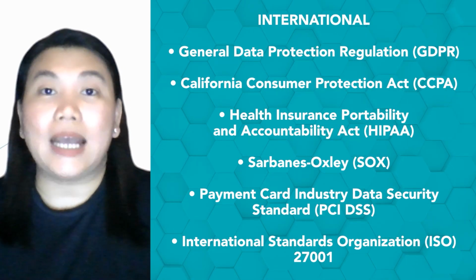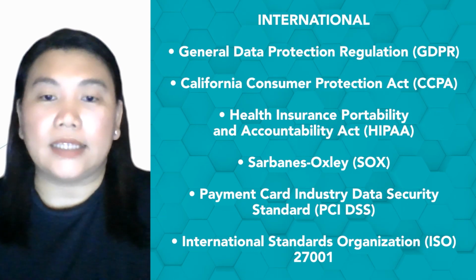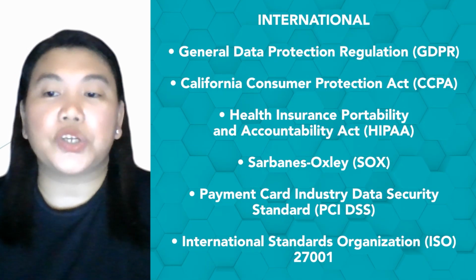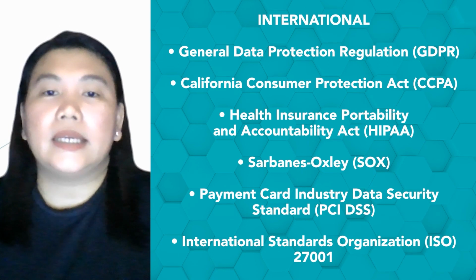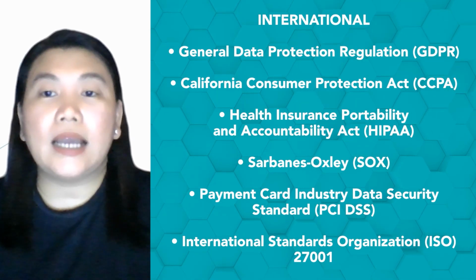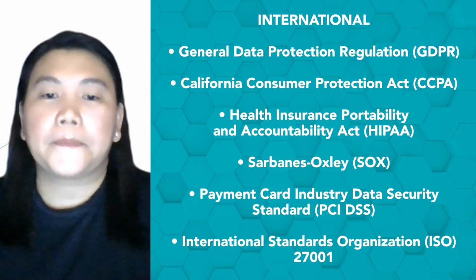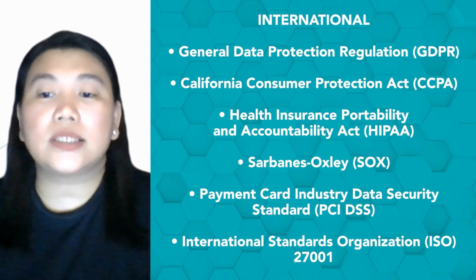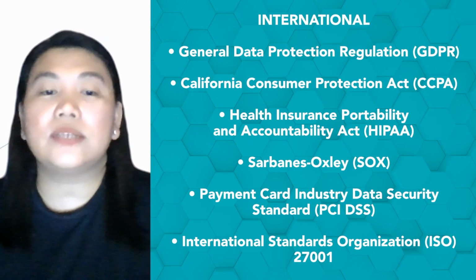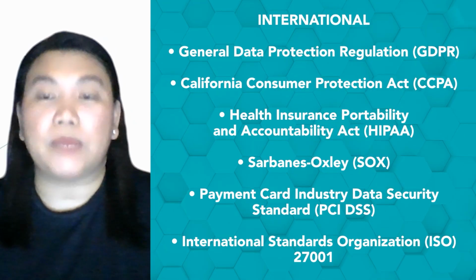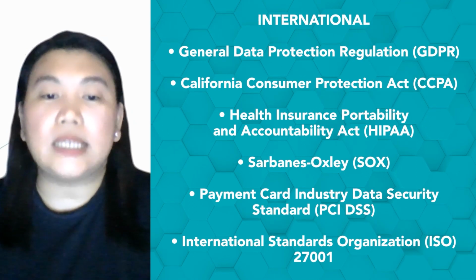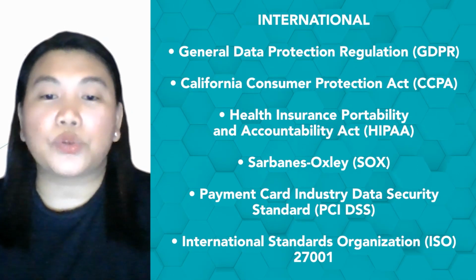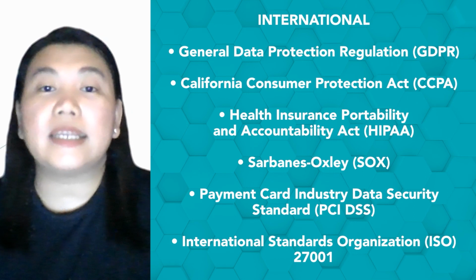California Consumer Protection Act of 2018, a regulation that gives consumer control over personal information collected from them. Health Insurance Portability and Accountability Act, or HIPAA, of 1996. Regulation that establishes national standards to protect individuals' medical records and other personal health information. Sarbanes-Oxley is also another regulation. It protects the investors from accounting errors and fraudulent financial practices.